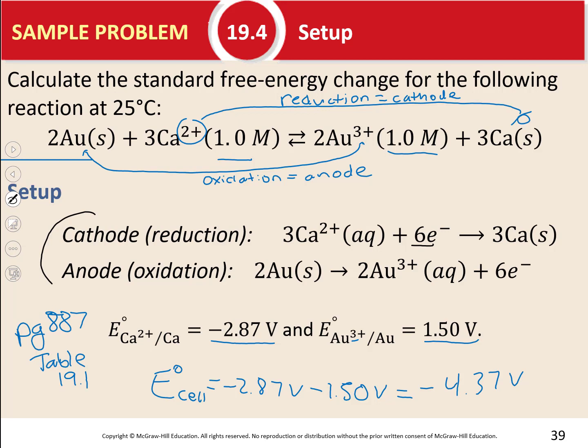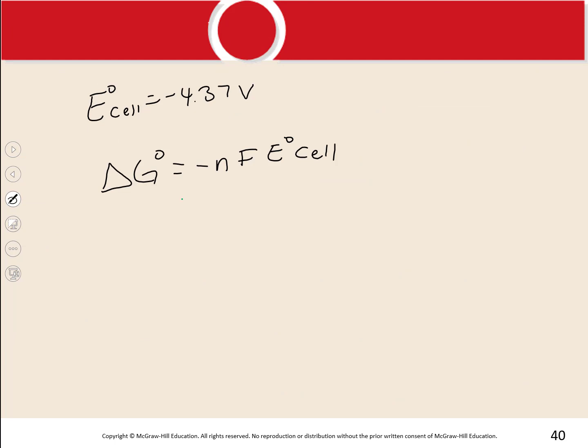Gold went from no charge to 3+. That's a loss of how many electrons? 3, but I have 2 golds, therefore 2 times 3 is 6. 6 electrons gained, 6 electrons lost, therefore 6 electrons is the number of electrons that were transferred. So our N will be 6 electrons.